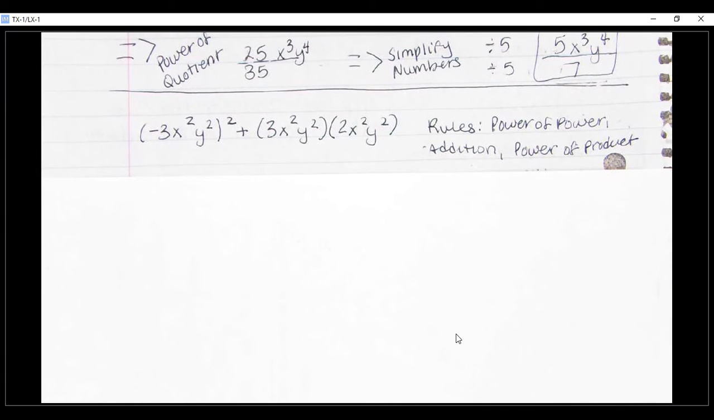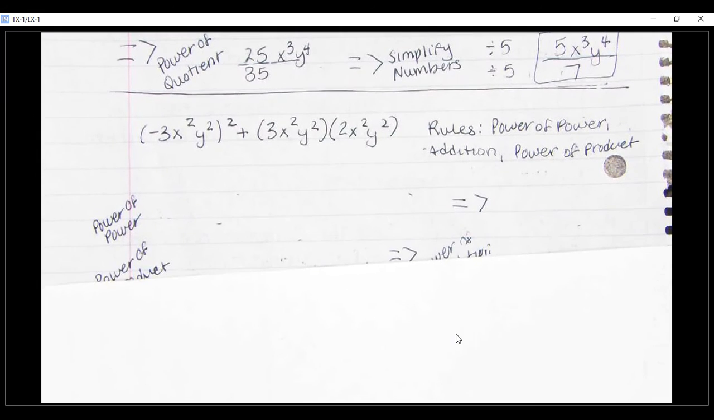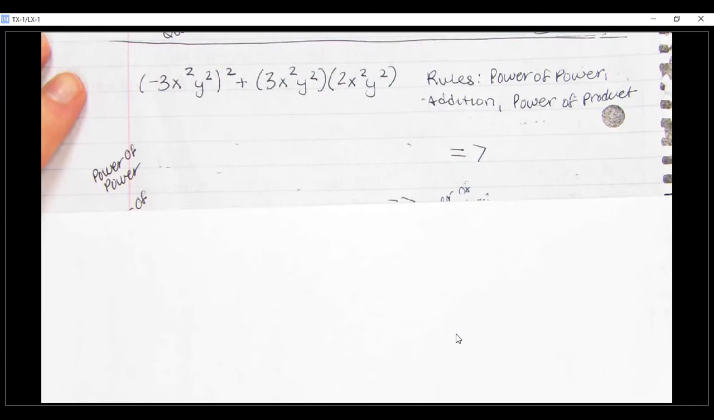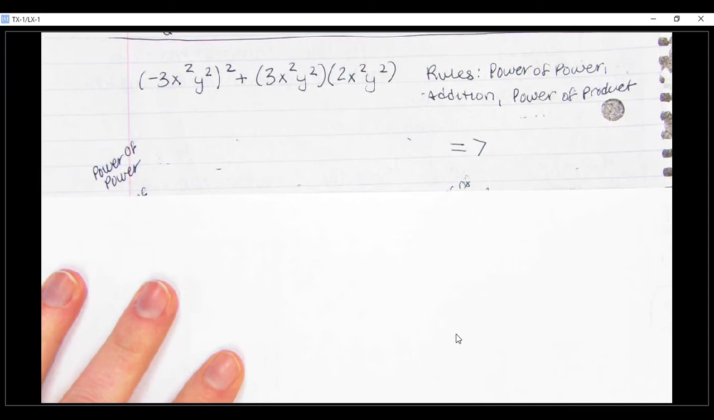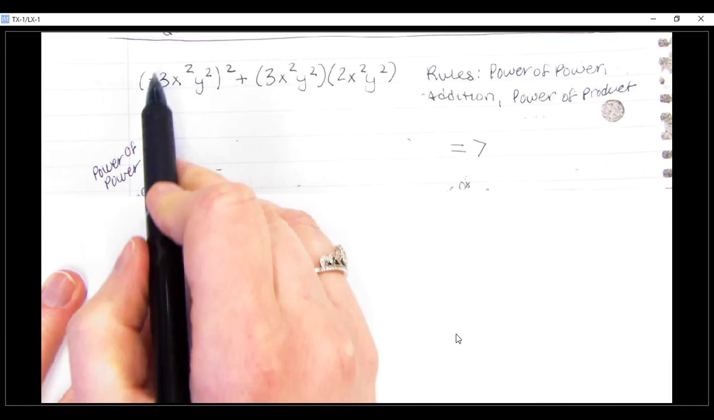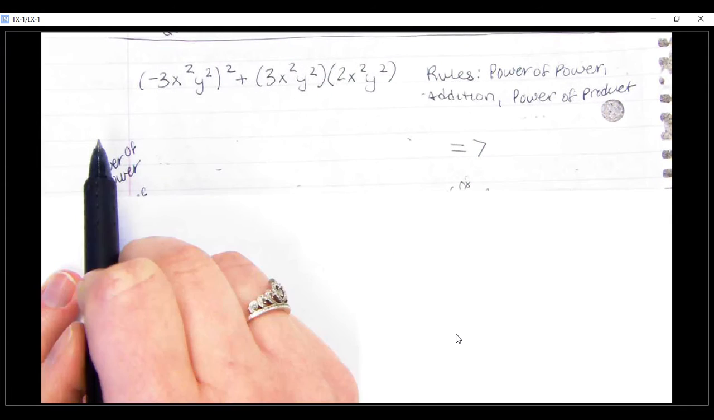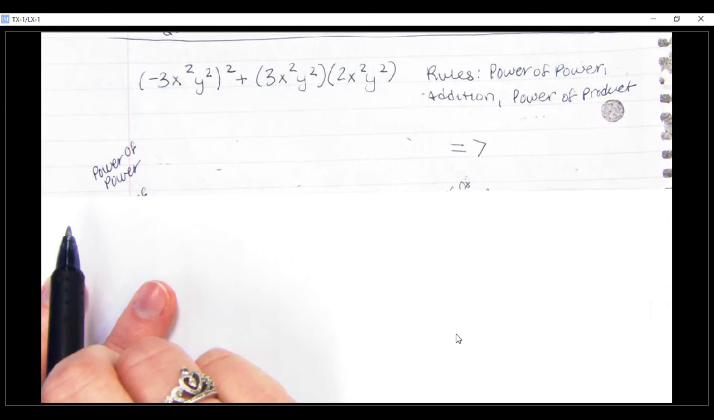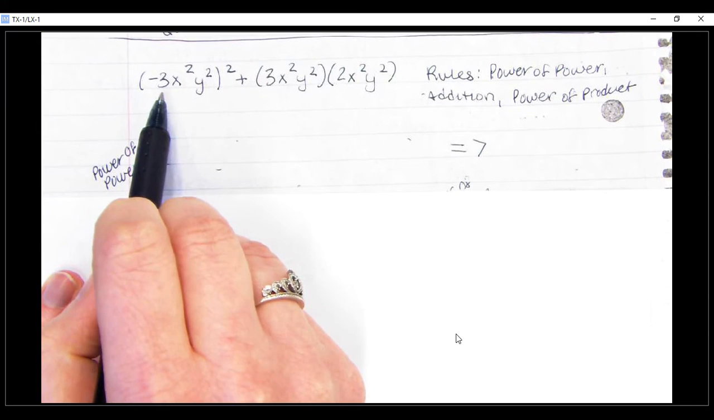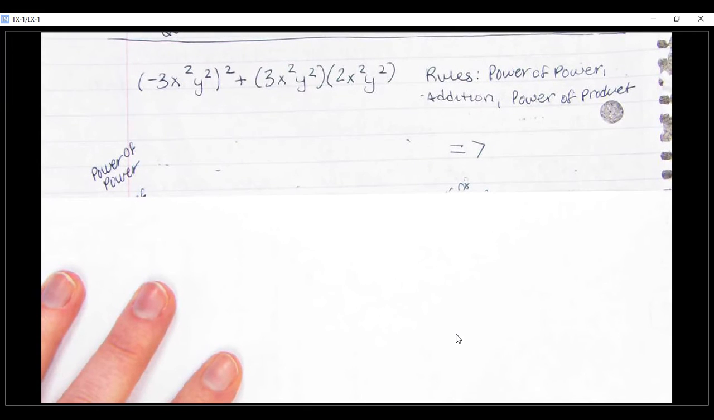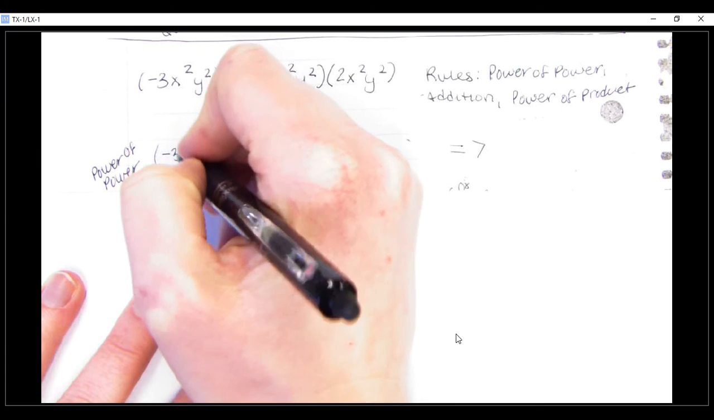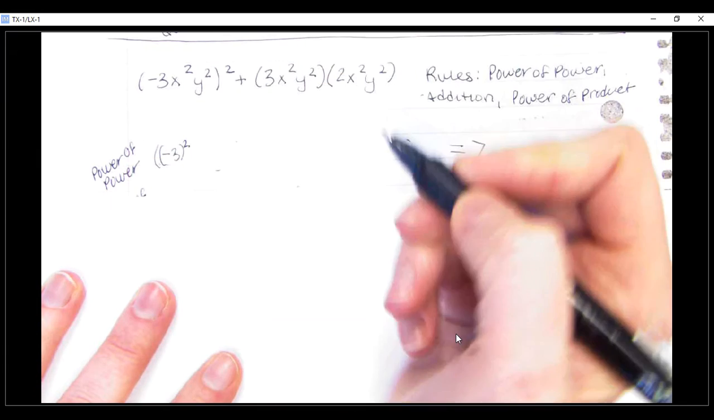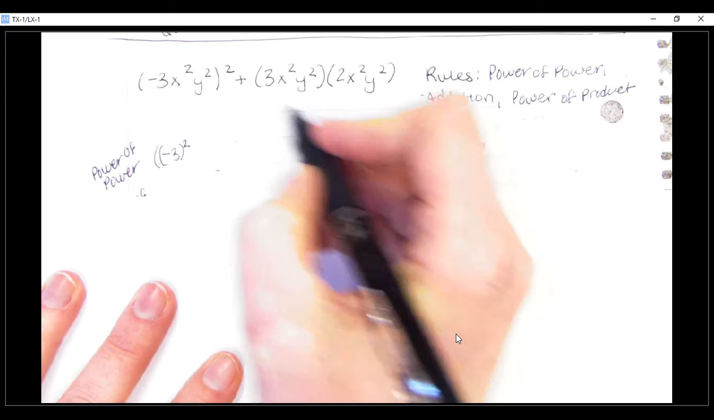Great, everything's looking pretty good. So let's continue on. So I am going to do my first step, which is power of power. So power of power means that I'm going to take everything inside this parentheses and put it to the second power, including that -3. Now remember, with negatives and powers, use your brain. Don't rely on a calculator. So what we technically have is -3, including that negative, to the second power.